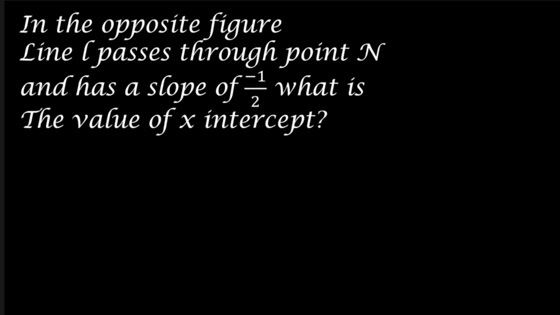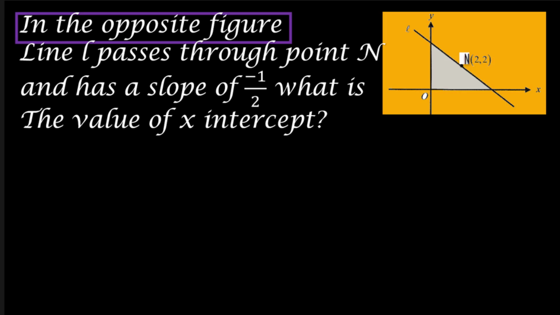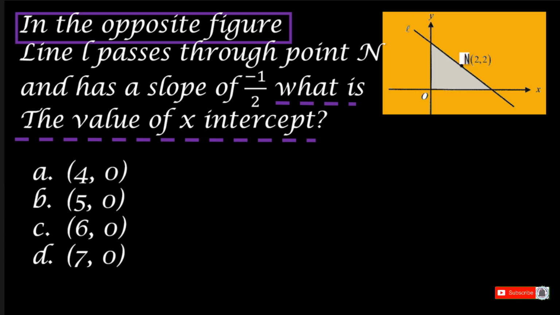Another example: in the opposite figure, line L passes through point N, and point N is 2, 2 and has a slope of negative 1/2. What's the value of the x-intercept? This is the question, and we have choices here. We know from the question that the slope is negative 1/2 and a point 2, 2.